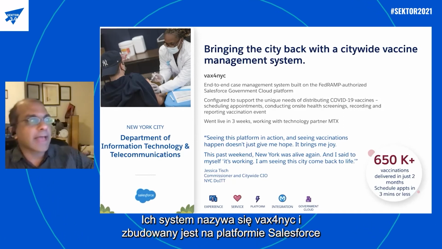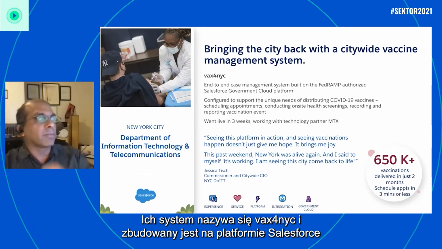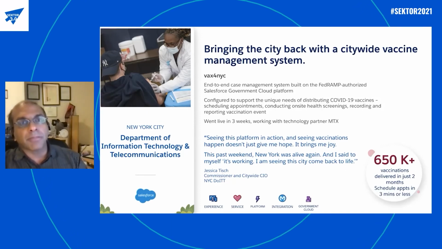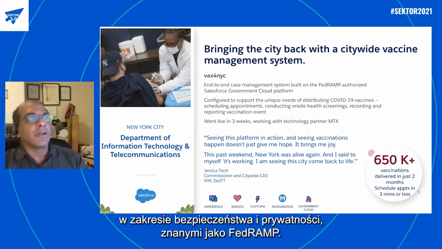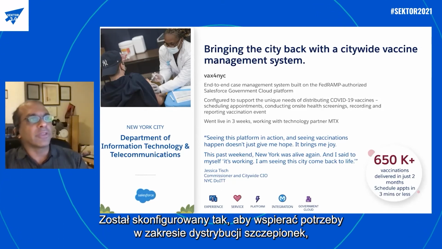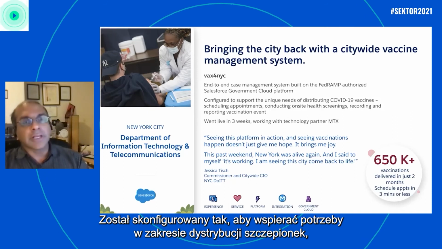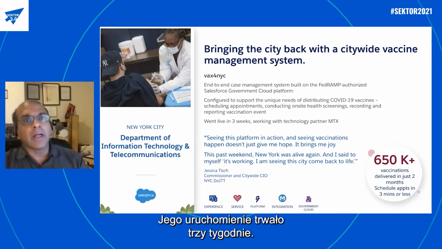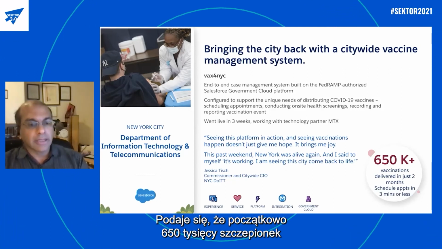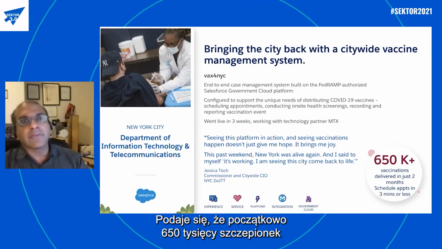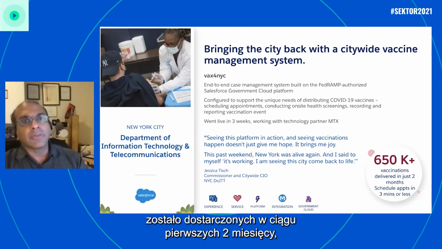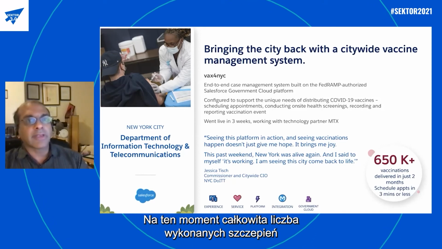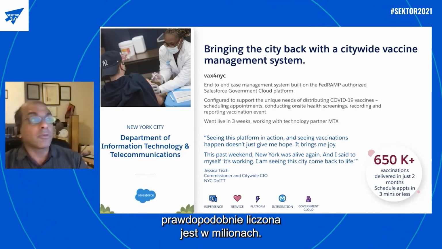And so their system is called Vax for NYC, built on the Salesforce platform. And it is built to the United States federal government standards for security and privacy, known as FedRAMP. It was configured to support the needs of distributing these vaccines, scheduling appointments, and conducting health screenings when people arrived on site. And it went live in a total of 3 weeks. And initially, it says here 650,000 vaccines were delivered in 2 months. And this has been going now for a number of months beyond that. So the total number of successful vaccinations has been probably up in the millions at this point.